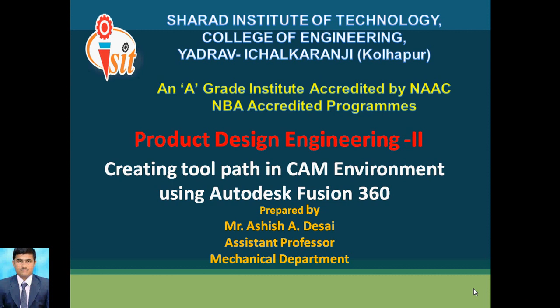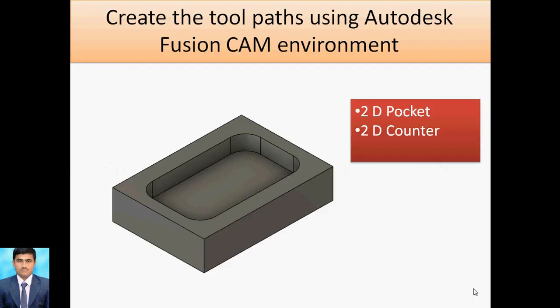Today we are going to discuss product design, part two. In that we will discuss creating a toolpath in the CAM environment using Autodesk Fusion 360. First of all, we look at the geometry for this component. Here we have to perform two operations, that is 2D pocket and 2D contour. As we know, the 2D pocket is nothing but a roughing operation with the option for creating a finish pass.